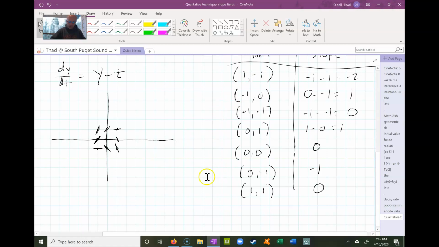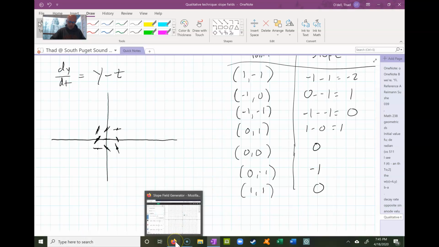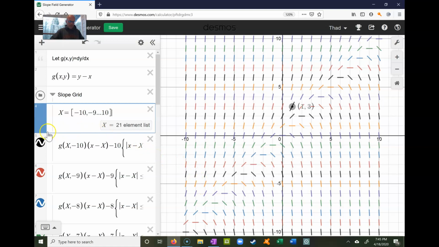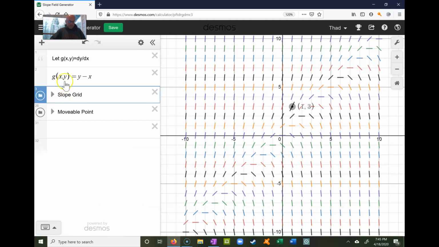So I'm going to hop over real quick here. Did some on Desmos, so you can see a bigger picture of it. You can see we're using that same one we had before. We use x instead of t, but it's dy/dx equals y minus x. So it's the same function, and you can see we just did a little grid right around the origin, giving you a negative 10 to 10 and negative 10 to 10 grid, and so you can see a much better picture of what this looks like.